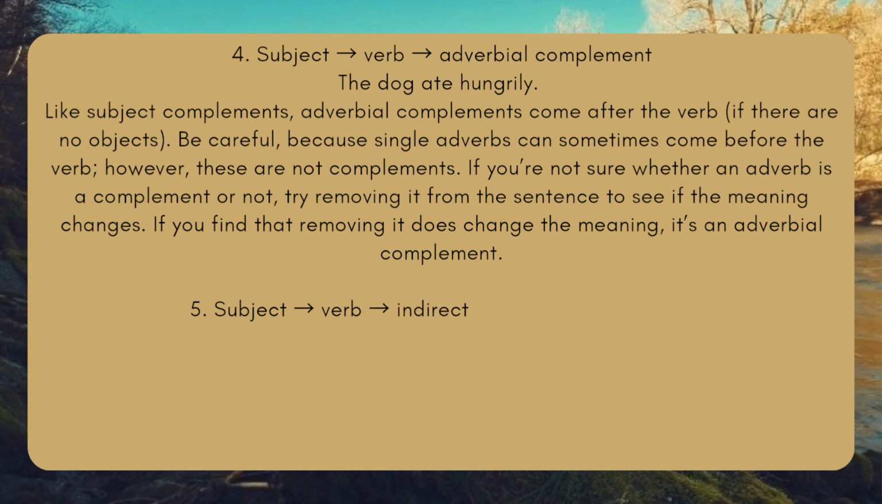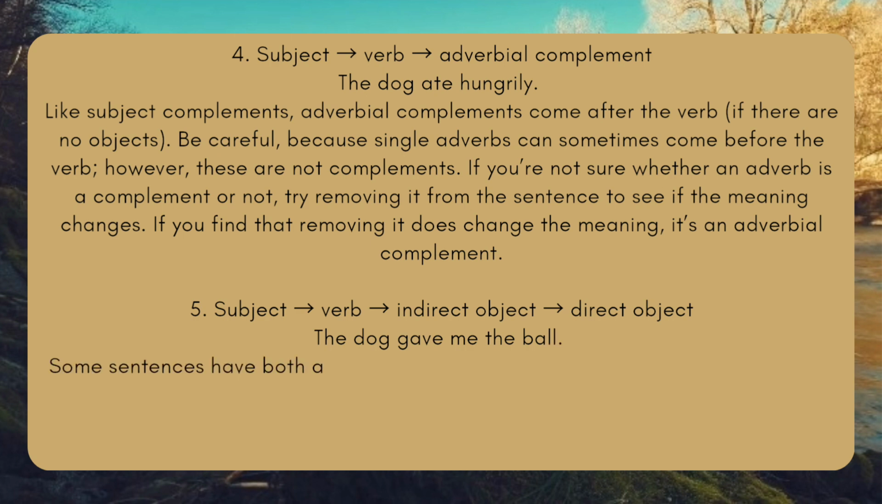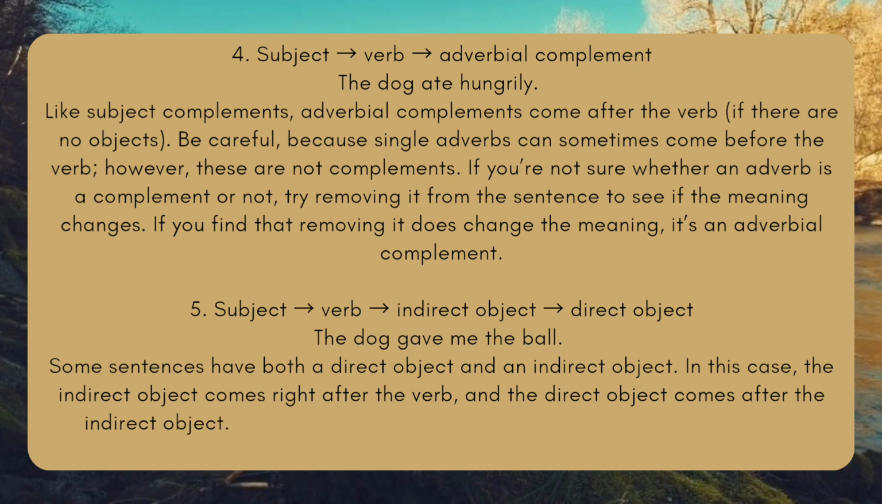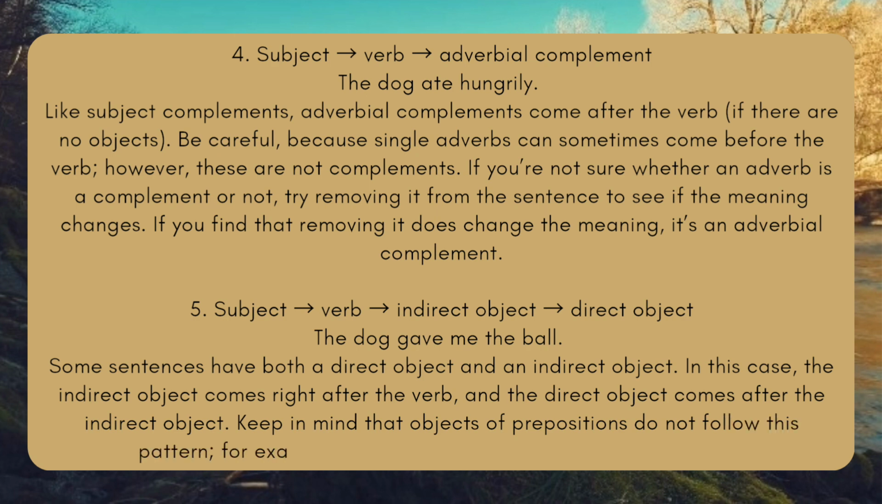Fifth, subject, verb, indirect object, direct object. The dog gave me the ball. Some sentences have both a direct object and an indirect object. In this case, the indirect object comes right after the verb, and the direct object comes after the indirect object. Keep in mind the objects of prepositions do not follow the pattern. For example, you can say the dog gave the ball to me.